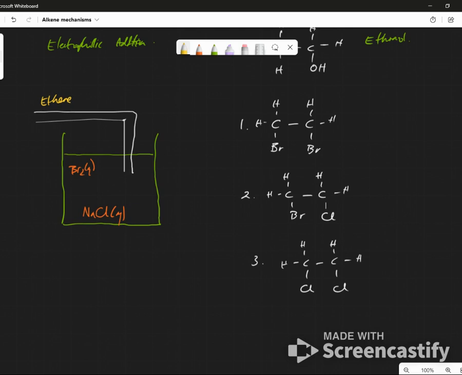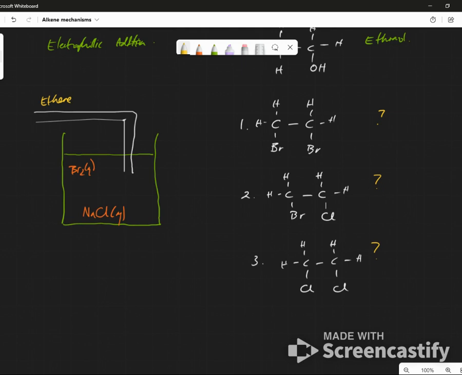Ethene. Okay, and now this is a tricky question. It was a question a few years ago on a paper. Ethene is bubbled into a mixture of Br2 and NaCl aqueous. Which products are possible? Is A possible? Is B possible? And is number one possible? Is number two possible? Is number three possible? Which ones are possible there? 1, 2, or 3? Which products are possible?